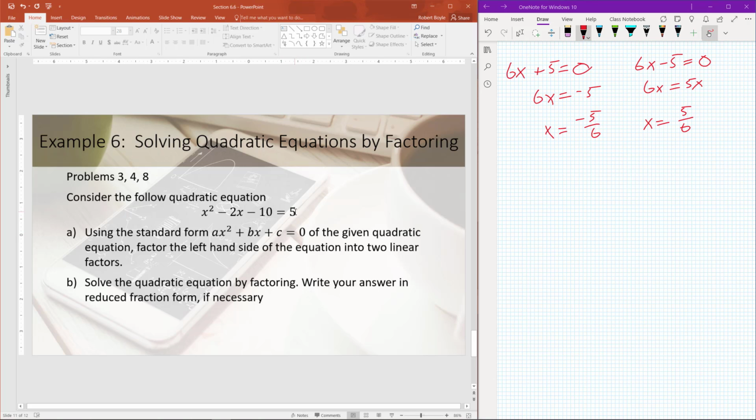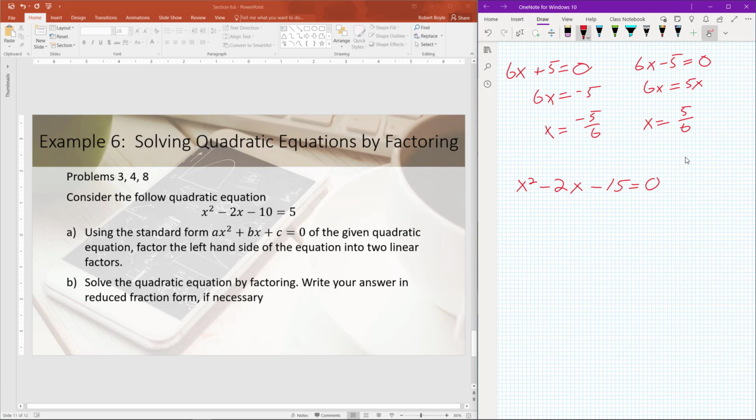To do that, we need to subtract 5 from both sides of the equation, and if we do, we will have x squared minus 2x minus 15 is equal to 0. Now we have this in standard form, and now we need to factor this into two linear equations.